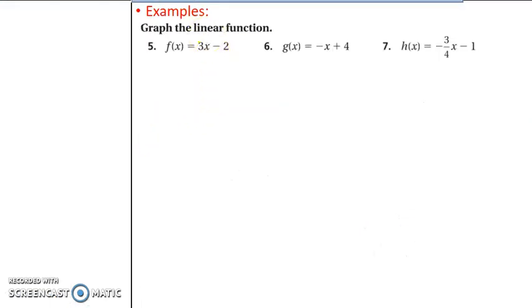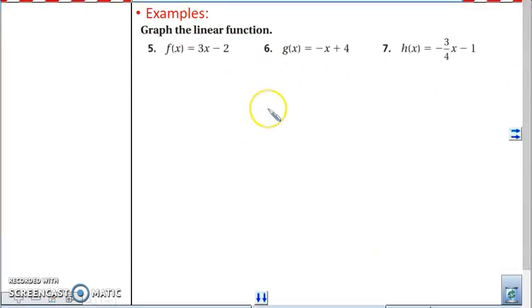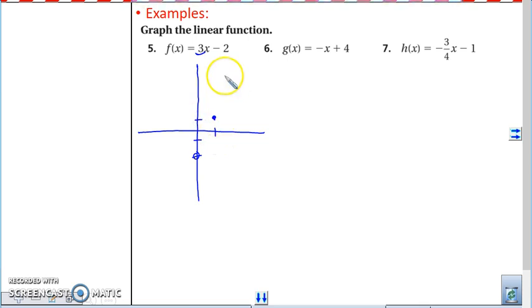Example 5, graph the linear function. So I'm going to sketch, you're going to use graph paper and yours is going to be perfect, okay? So when we sketch this, you're still going to go down 2, and then you're still going to follow that slope of going up 3, 1, 2, 3 over 1. Still going to follow that when you graph. That didn't change.